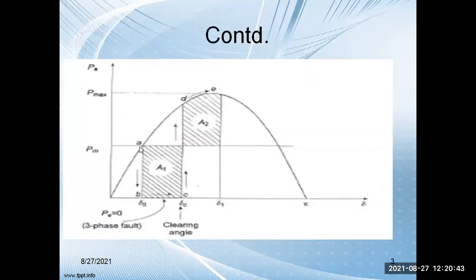This is the initial operating point, because this is your mechanical input and this is your electrical power output. The intersecting point is A. This point will shift to this 0, that means here P equal to 0. The electrical output is 0 when the fault has occurred. Now power output is 0 and your input is fixed. What will happen? The rotor gets accelerated.